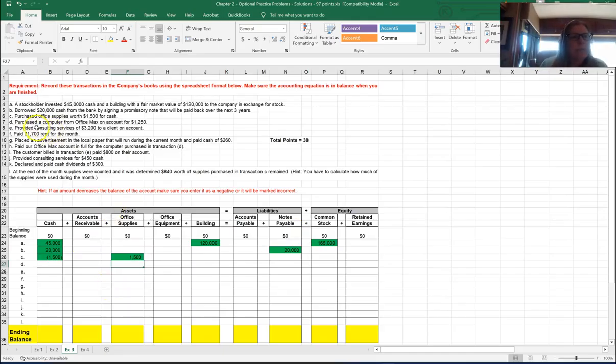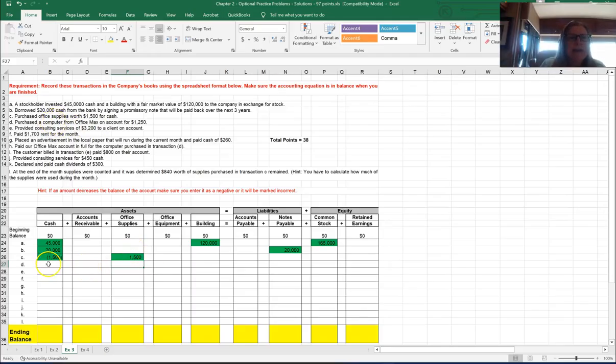All right, part D. We purchased a computer from Office Max on account. So this time we didn't pay cash. We didn't sign a note. We're buying it on account. So that's going to be accounts payable. So when you're reading the transactions, these are the things that have to go through your head, right? So that's going to be office equipment because it's a computer.